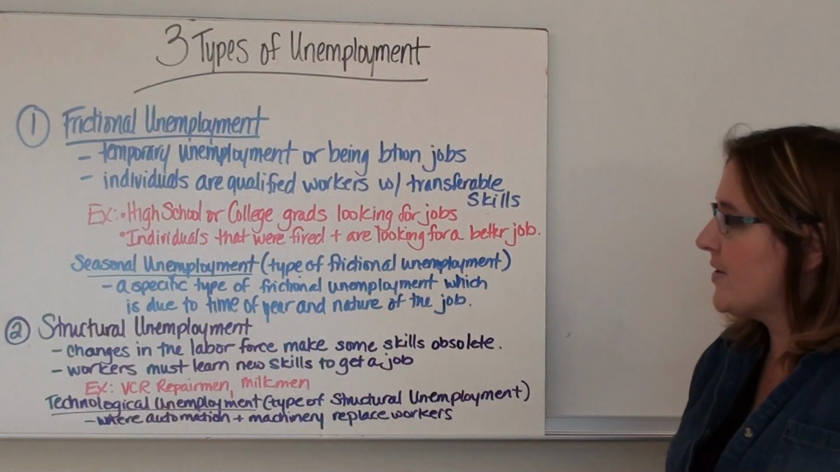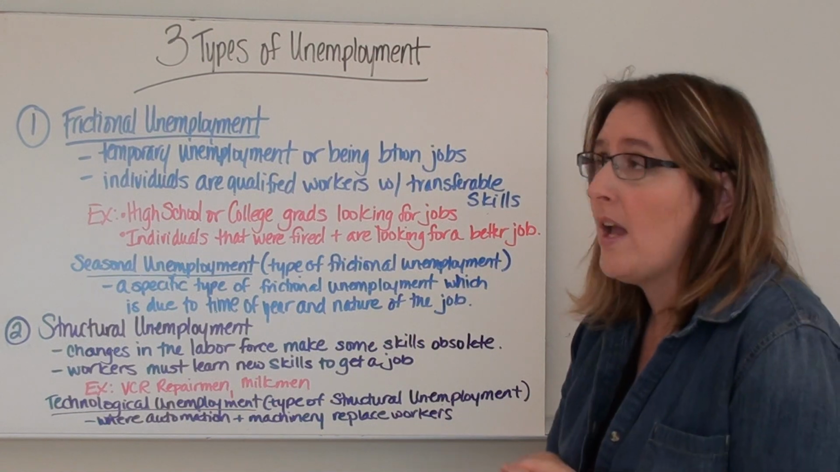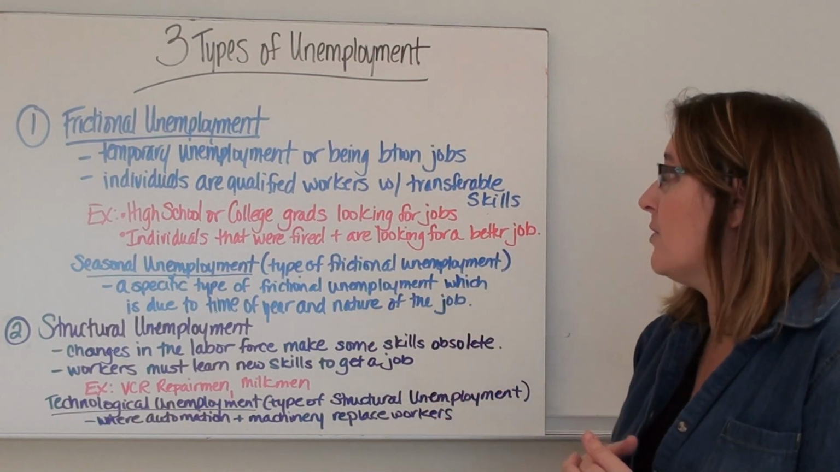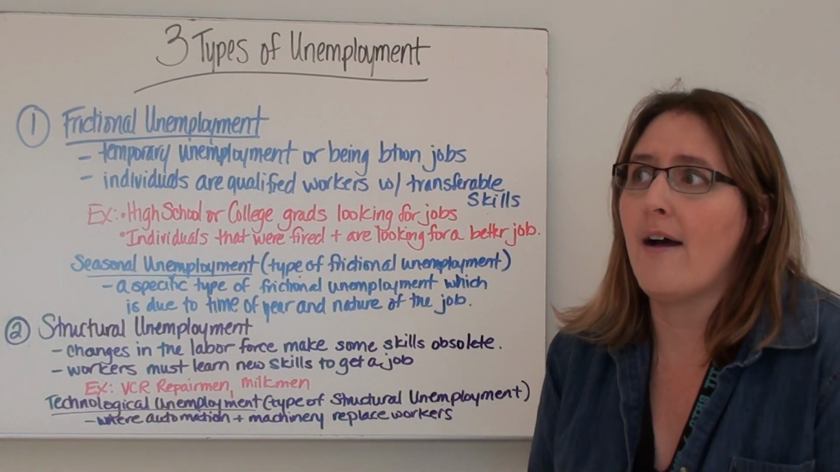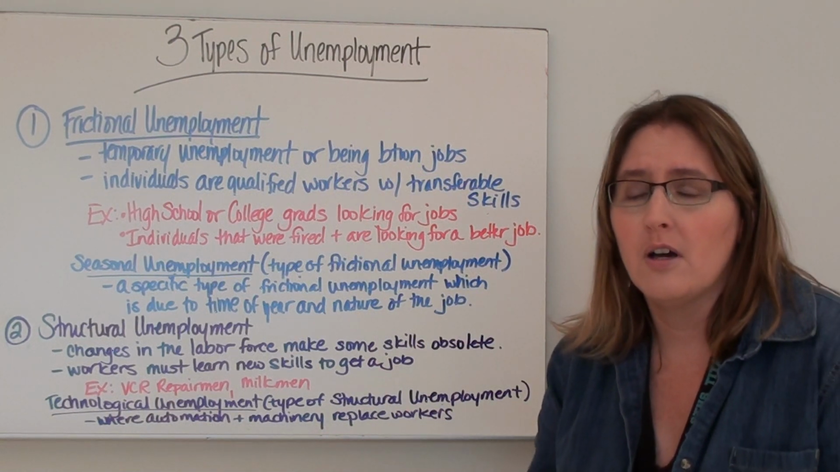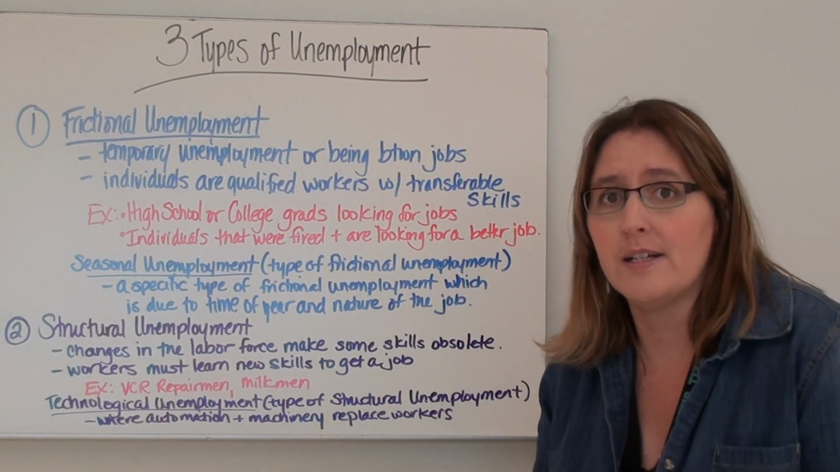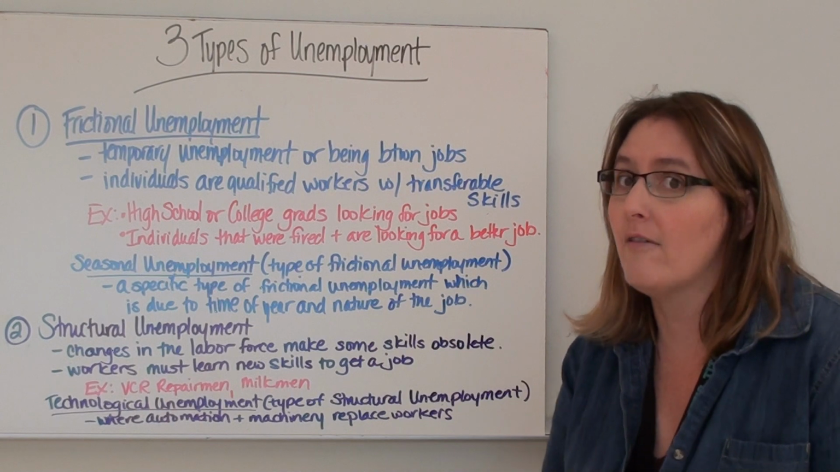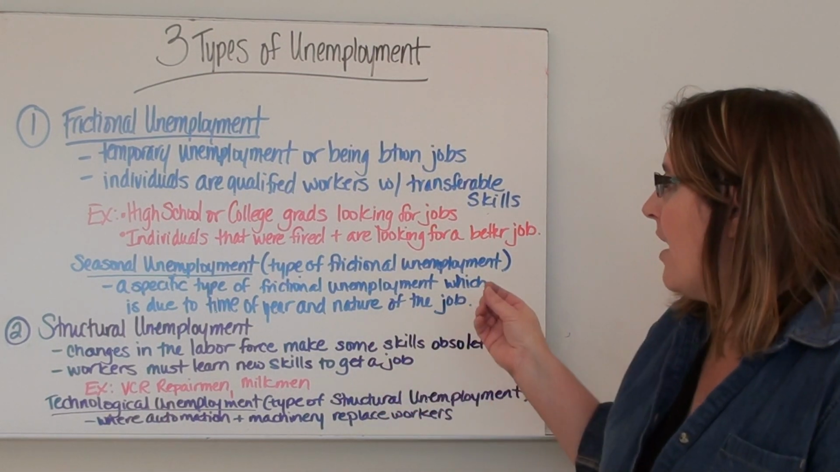All right, so now we need to get into the 3 different types of unemployment that you need to know. Number 1 is frictional unemployment, and this is temporary unemployment or being between jobs. These are people that have graduated from college or high school and now they're looking for work, or people that are moving and they quit their job in one city and are looking for work in another city. They're frictionally unemployed. I remember that because friction is made by movement, so frictionally unemployed.